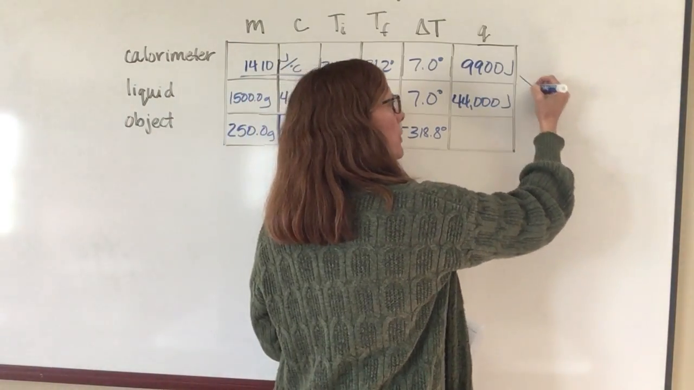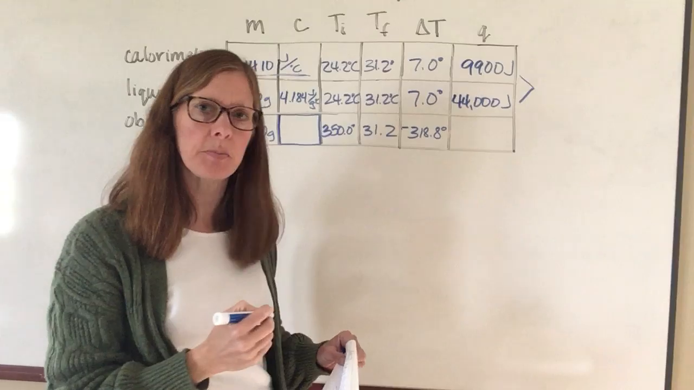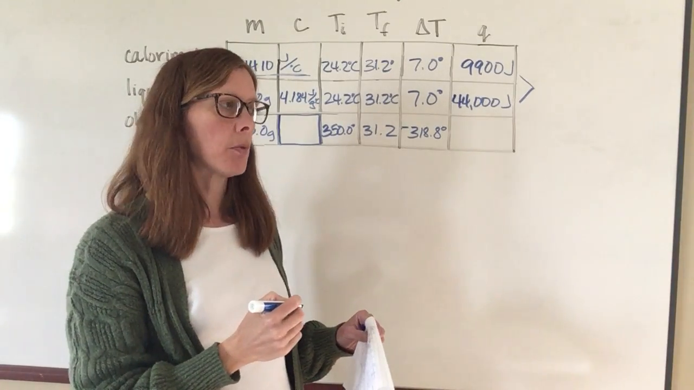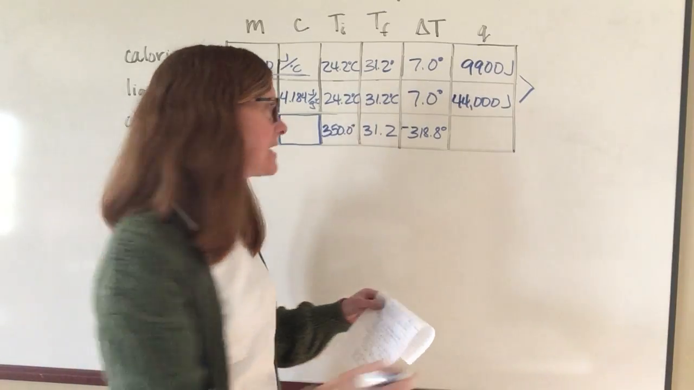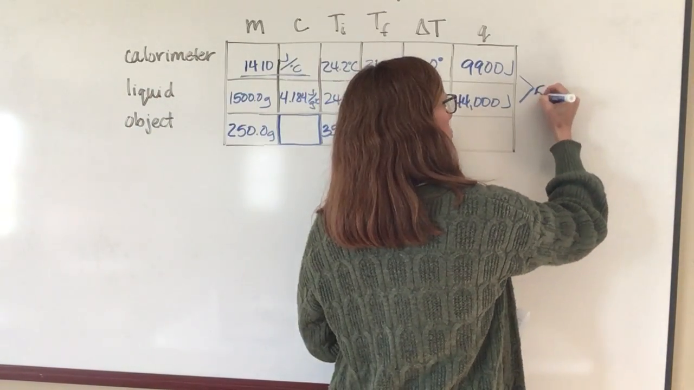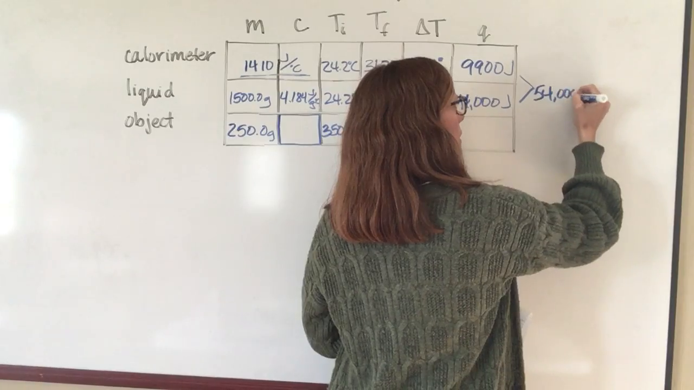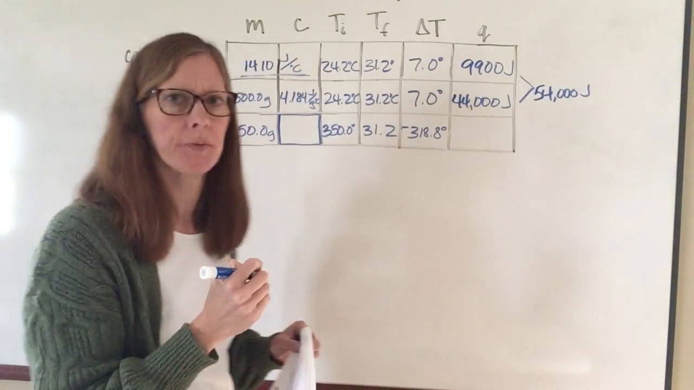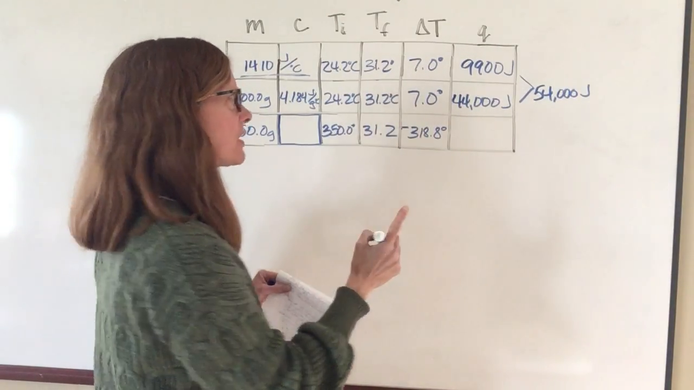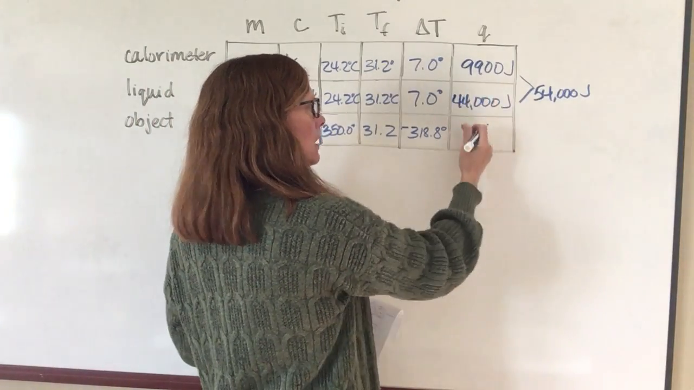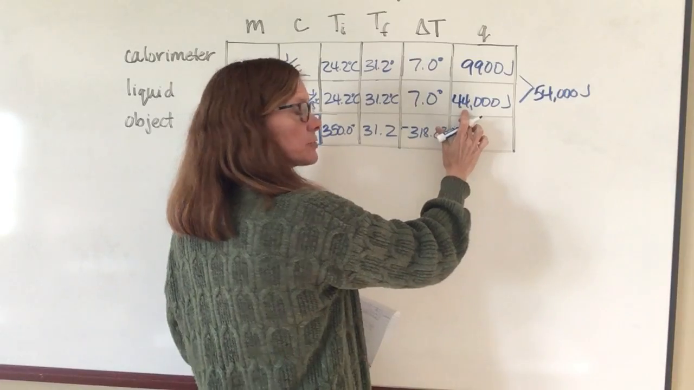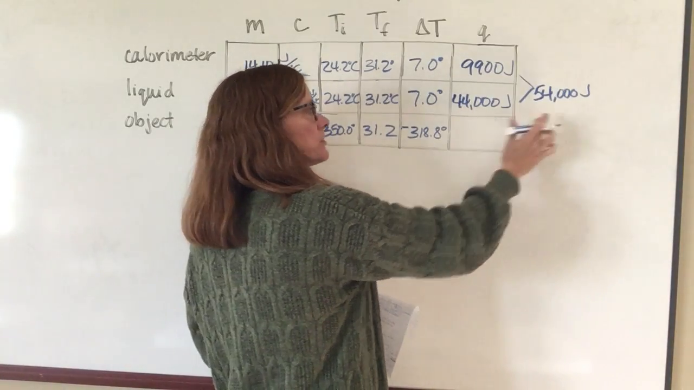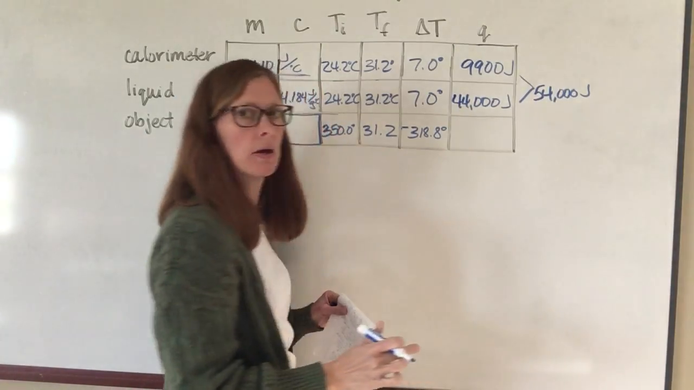So I'm going to take both of these and add them together because they represent the objects in this whole system that have gained heat. And so that gives me a total of 54,000 joules. Significant figures, if I'm adding, this is in the hundreds place and this is in the thousands place, so my significant figure will have to be in the thousands place.